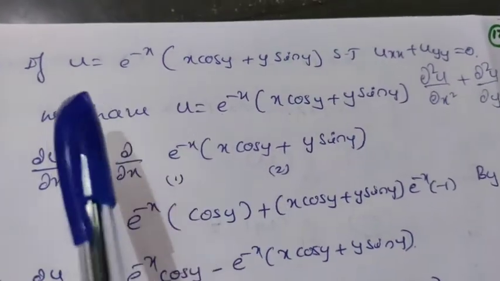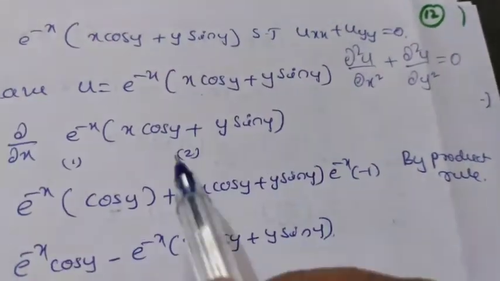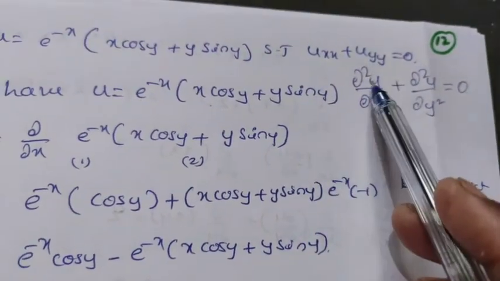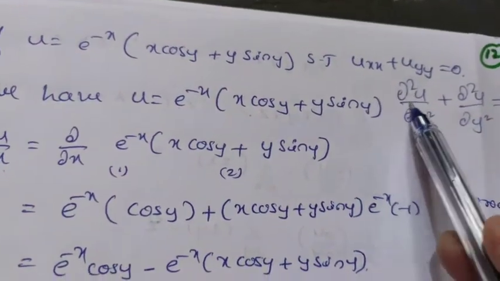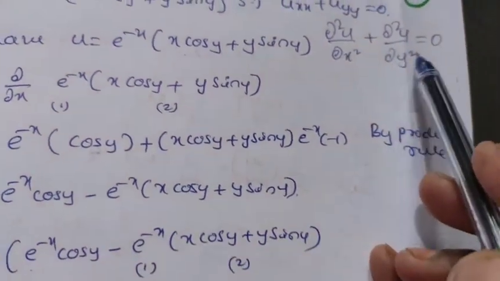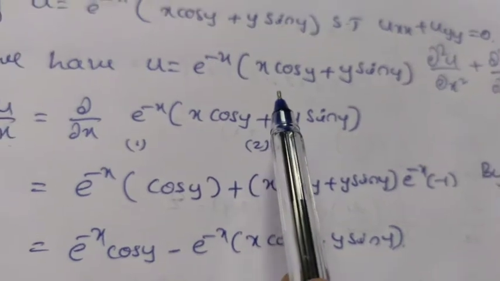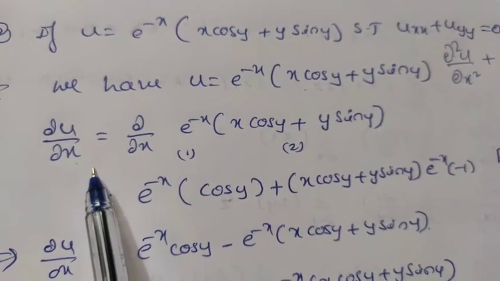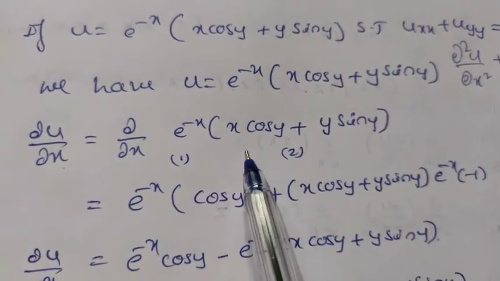Let us take the example, u is equal to e raised to minus x into (x cos y plus y sin y). Then show that uxx plus uyy is equal to 0, or we can also say that uxx is ∂²u/∂x² plus ∂²u/∂y² is equal to 0. Let us take here u as it is. Then first let us find ∂u/∂x, because we want to find ∂²u/∂x². So it is equal to ∂/∂x of u.